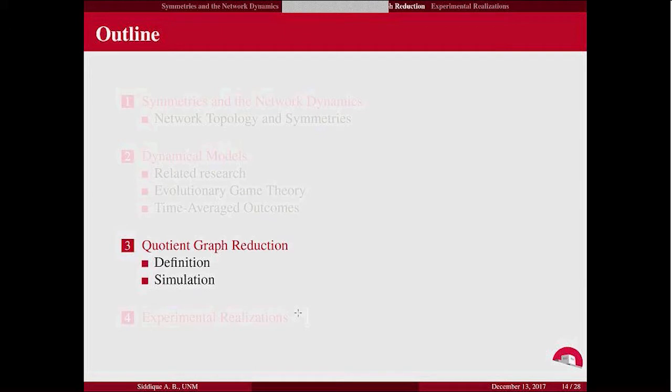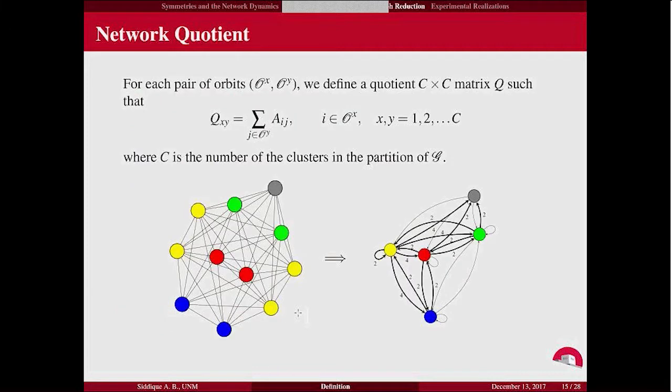Okay, so now I'd like to present how we can reduce the graph or network. As I told earlier, our intention is to reduce the graph in such a way that all the nodes in the same cluster of the full network are reduced to a single node in the quotient graph. The right figure shows the quotient representation, and here we can see that each cluster becomes one node in the quotient graph.